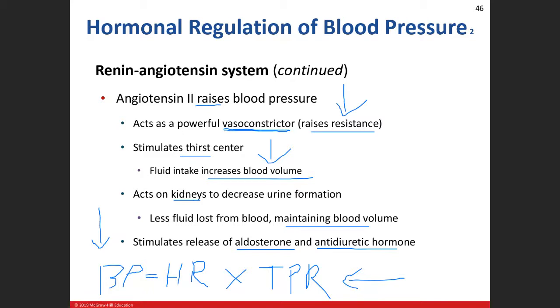So you can see how an ACE inhibitor is going to make a big difference in your blood pressure, because it's definitely going to cut out vasoconstriction, because it's going to block that. It's going to decrease the formation of aldosterone and antidiuretic hormone. It's not going to stimulate the thirst center. And the kidneys aren't going to decrease their urine function. They're going to, if anything, go to normal levels, and you'll pee normally.